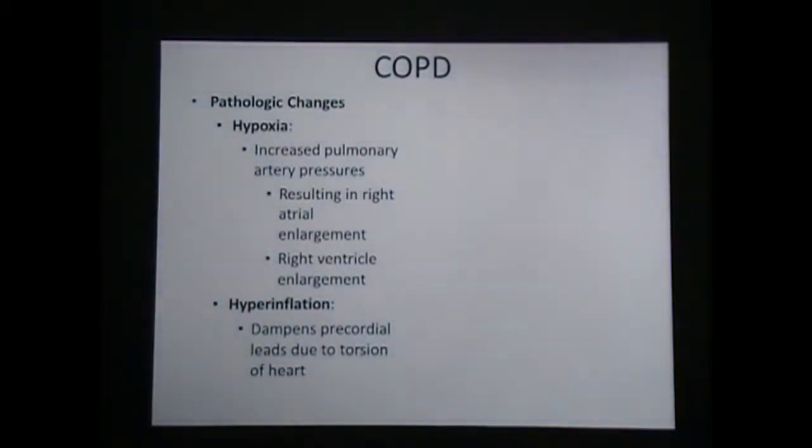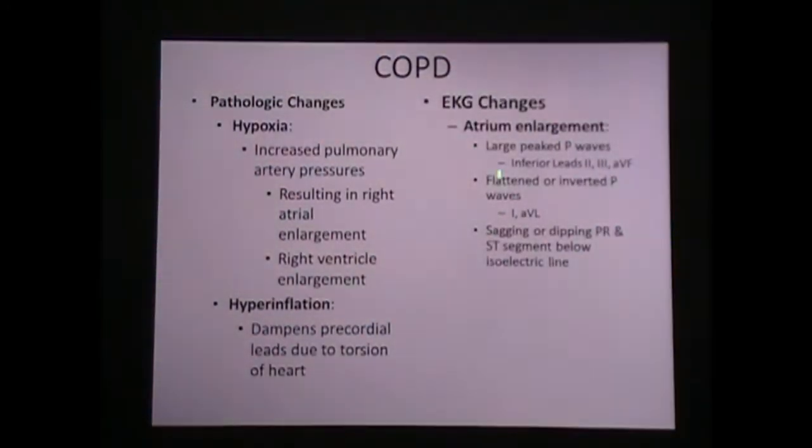Hyperinflation, because their lungs are so big, you'll get dampening of your precordial leads. And because their lungs are so inflated, their heart actually turns. So that's why you'll see on these COPD patients, your QRS complexes and your voltage is small. It's because of that hyperinflation and the torsion of the heart. So again, peaked P waves, especially in the inferior leads.